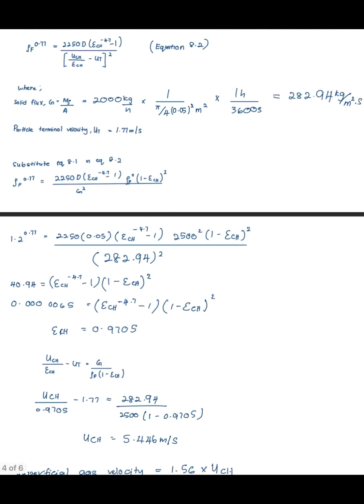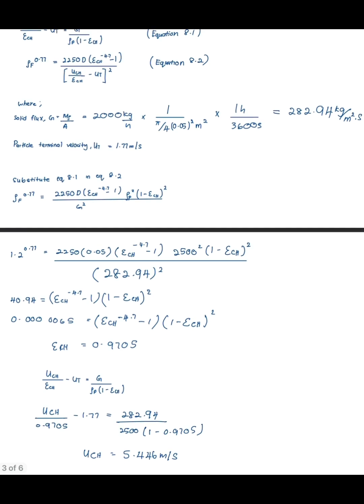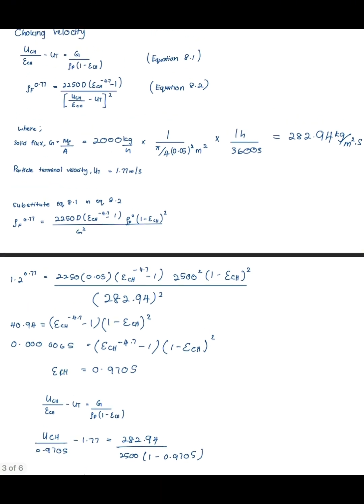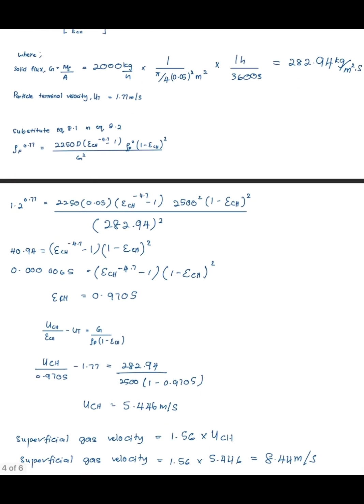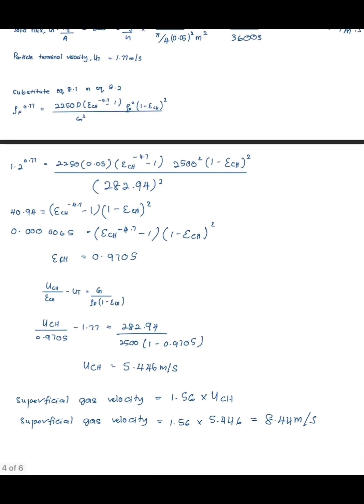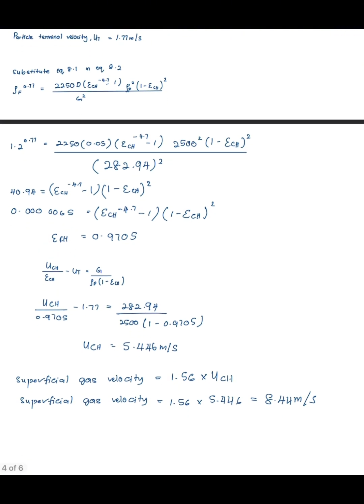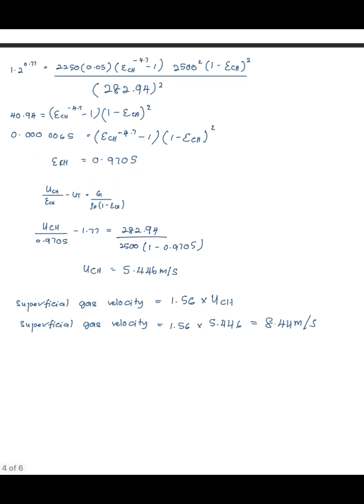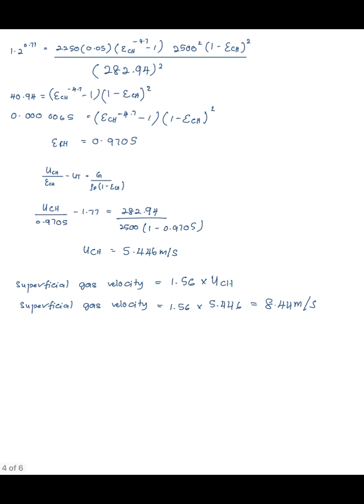Then we will substitute equation 8.1 in equation 8.2. From here, we're going to rearrange the equation to get the voidage of choking. So the voidage of choking is equal to 0.9705.